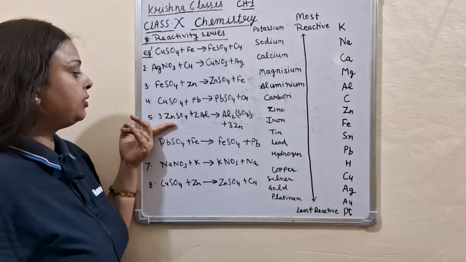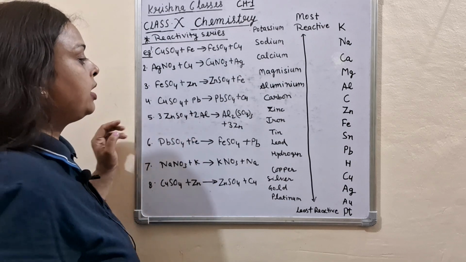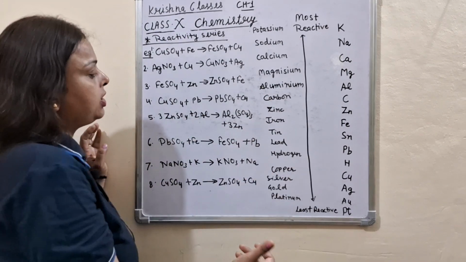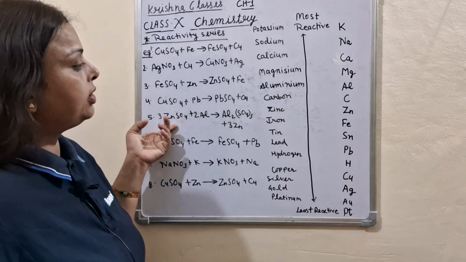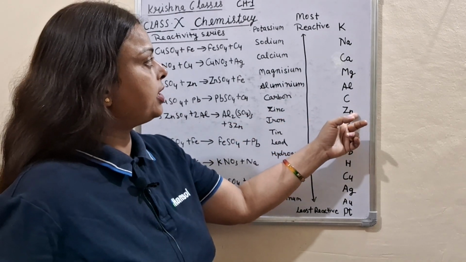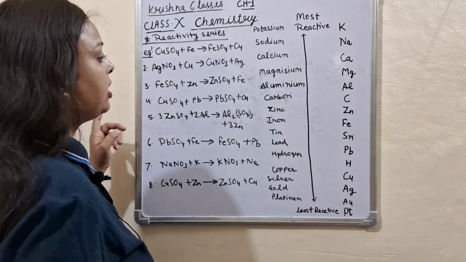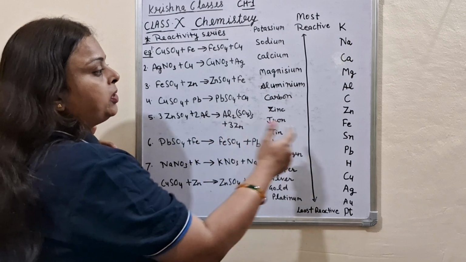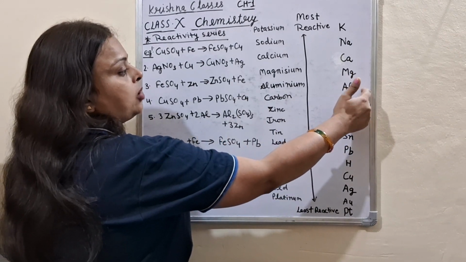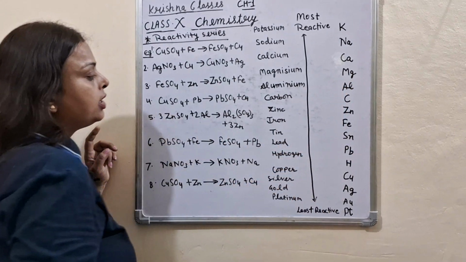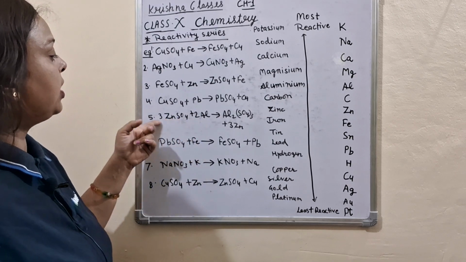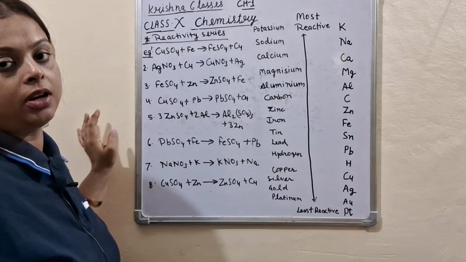Next one is zinc sulfate plus aluminium, giving aluminium sulfate plus zinc. Where is zinc present? Zinc is present here in the reactivity series, and aluminium is above the zinc. That's why aluminium is more reactive than zinc, and aluminium easily replaces the zinc and forms aluminium sulfate.